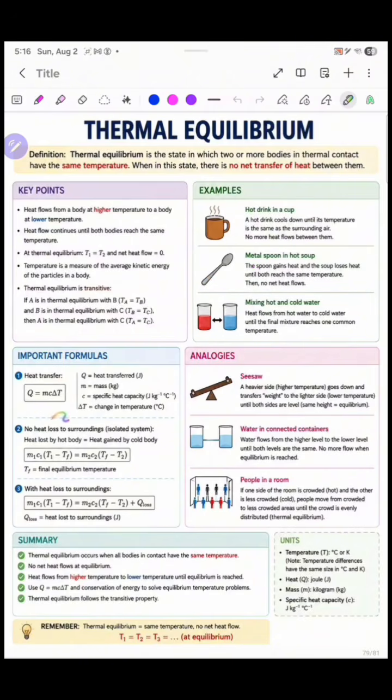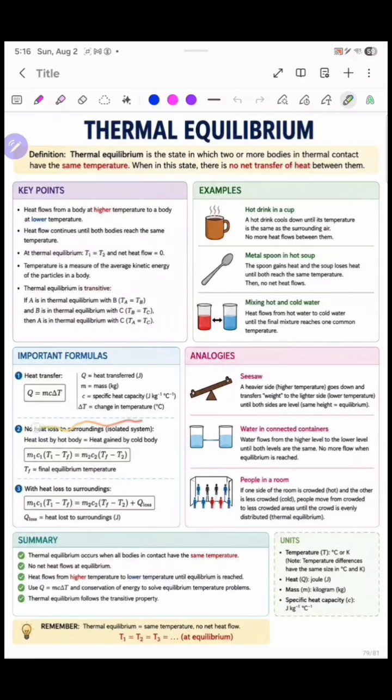The formula applied is for heat transfer. Heat is transferred between objects. So Q is equal to mc delta T. Delta T is, here I said T1 and this is T2. The final temperature is TF. So the formula applied is m1 c1 (T1 minus TF) equals m2 c2 (TF minus T2).